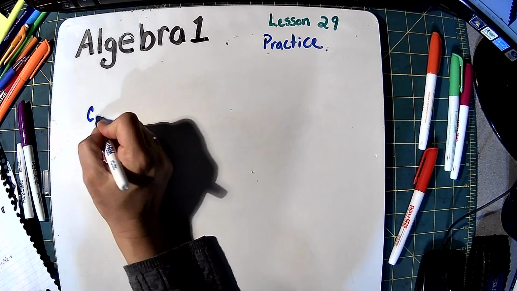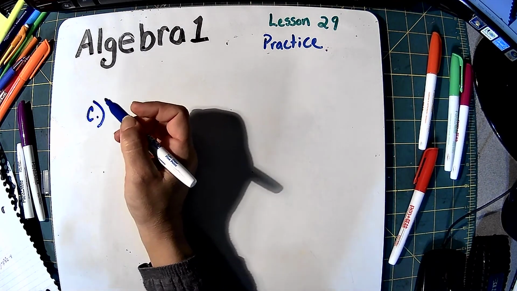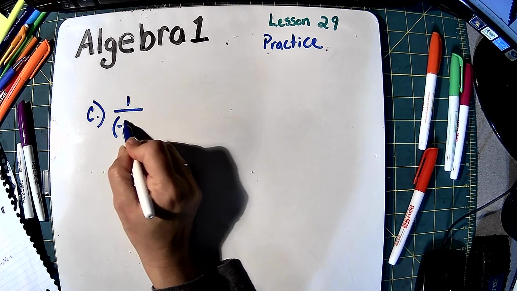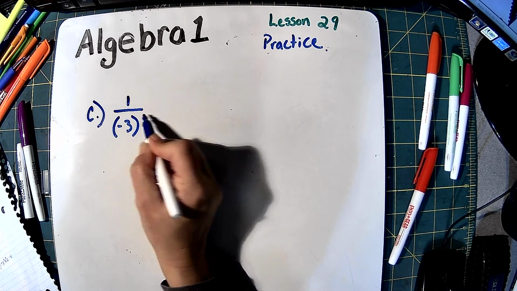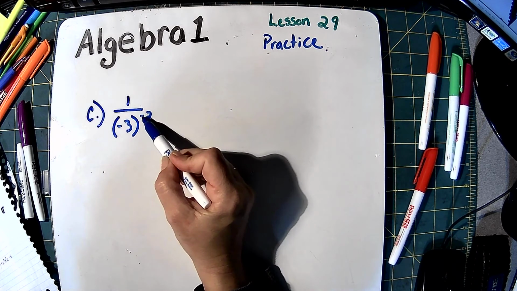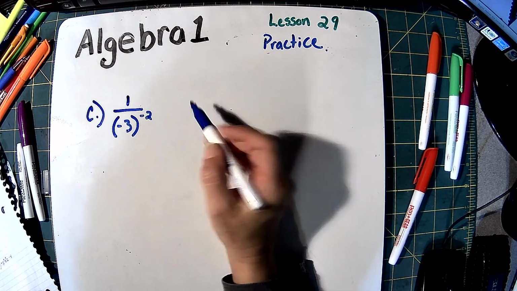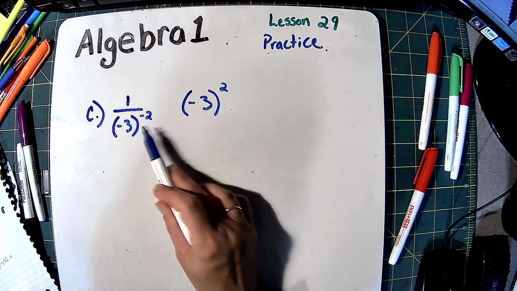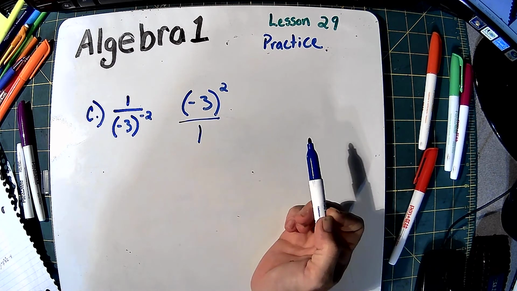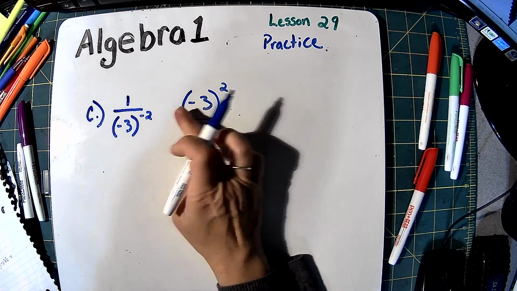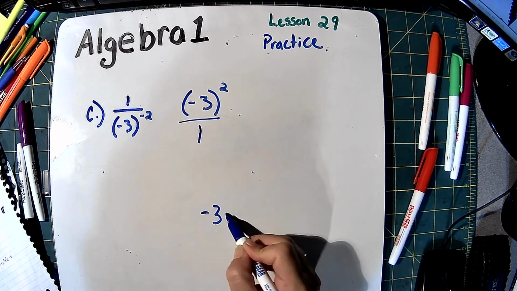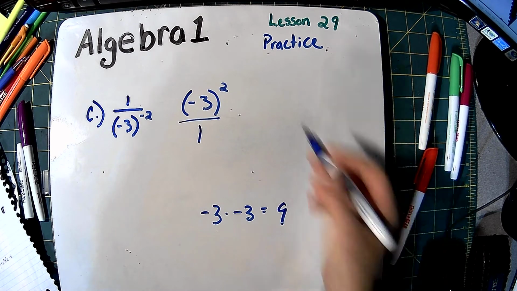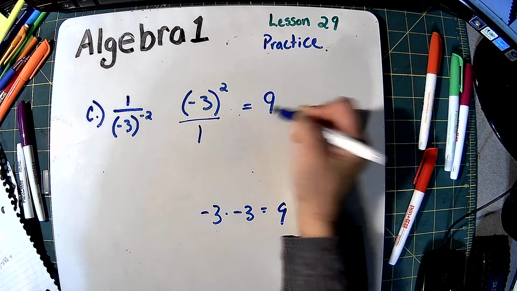C. 1 over negative 3 to the negative 2. All right, to get rid of this negative, I have to move it to the top of the fraction. So I'm going to have negative 3 squared. We don't have our negative anymore. That would basically be over 1, which means that we can't cover that up. So it would be negative 3 times negative 3, which would be positive 9. So the answer to that one is 9.